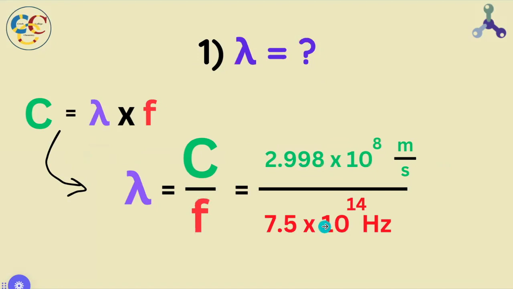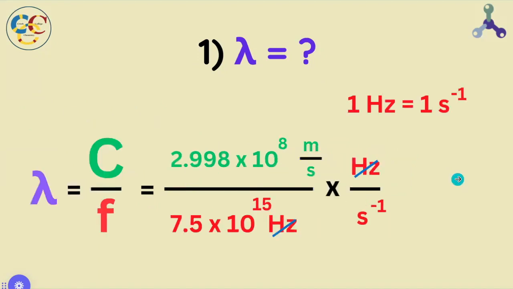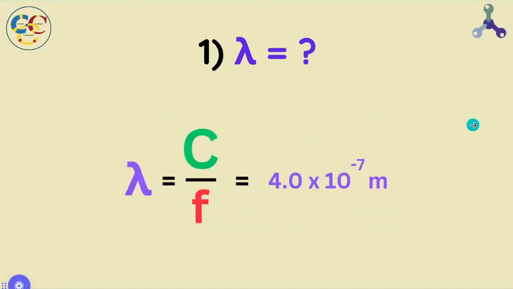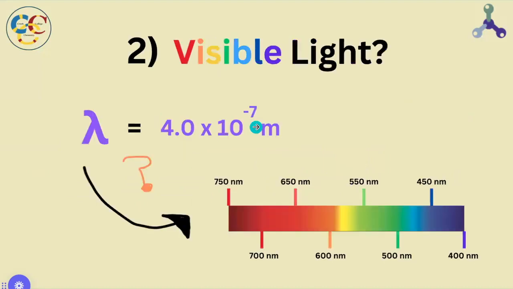But the problem is that these units are kind of all over the place. So in order to make everything work out, we're going to use this unit conversion, because 1 hertz is equal to 1 second's inverse. We plug all that in, use our calculator, and we get 4.0 times 10 to the negative 7 meters. We want to address that question, is this visible light?